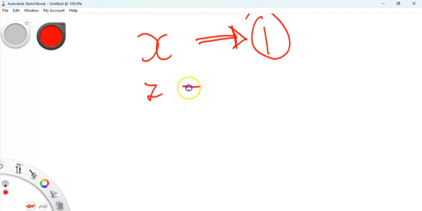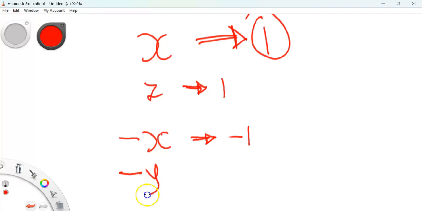The same thing goes for z. If someone says, what is the coefficient of z? You are going to say it is 1. But in a situation where you have something like minus x, what is the coefficient of minus x? That is minus 1. You have a sign here. What is the coefficient of minus y? That is minus 1. You have a sign here. Do you understand? Okay, so that is how it actually works.